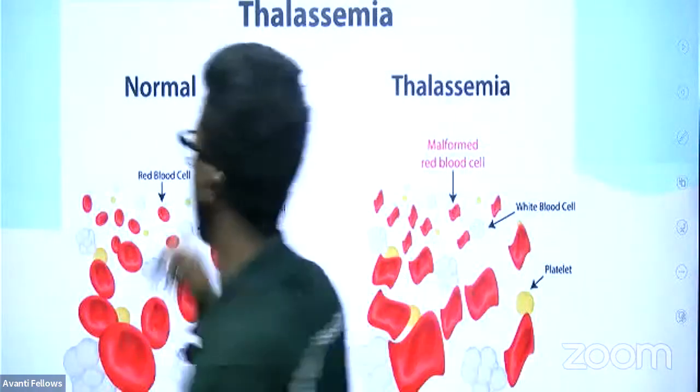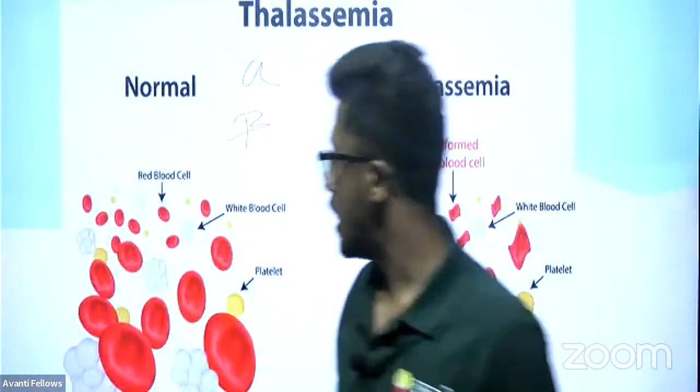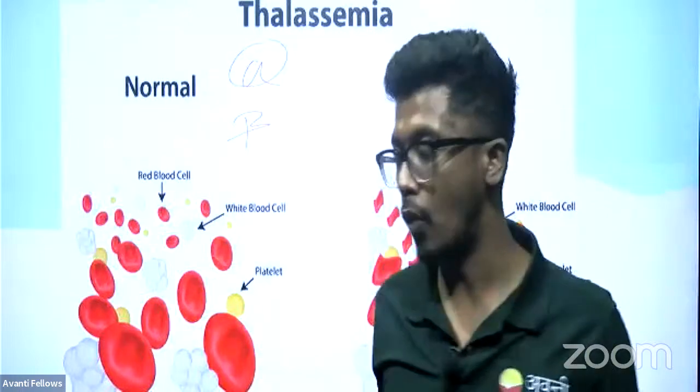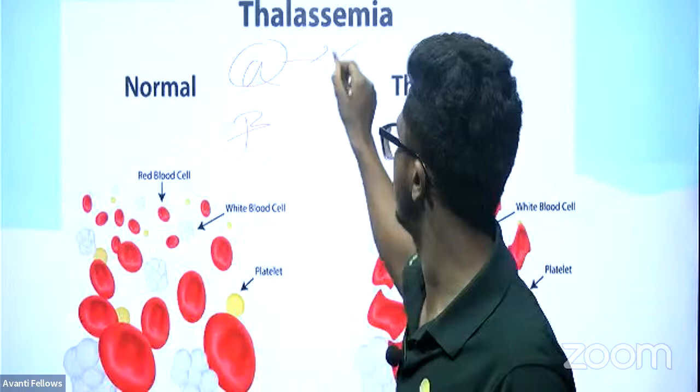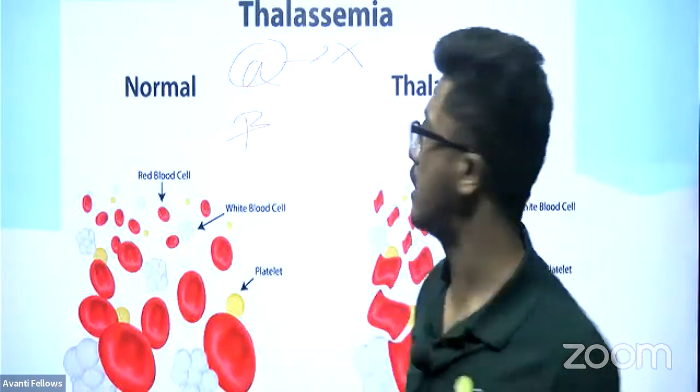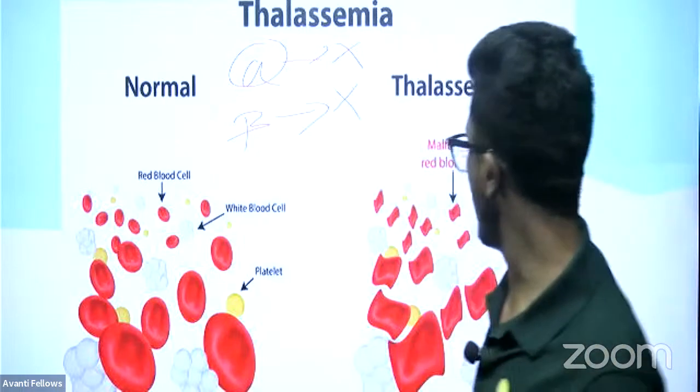We have two types of thalassemia. One is alpha thalassemia, other one is called as beta thalassemia. In alpha thalassemia, the gene responsible for production of alpha chain is defective. Whereas in beta thalassemia, we have the beta chain that is defective. So what happens here, guys?